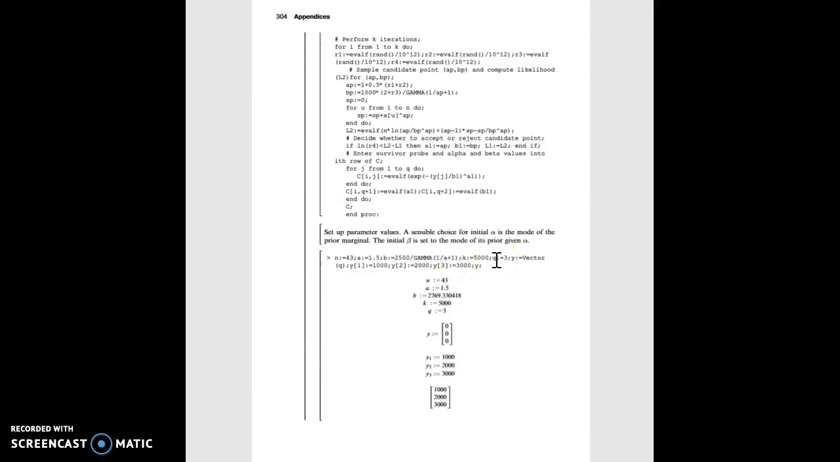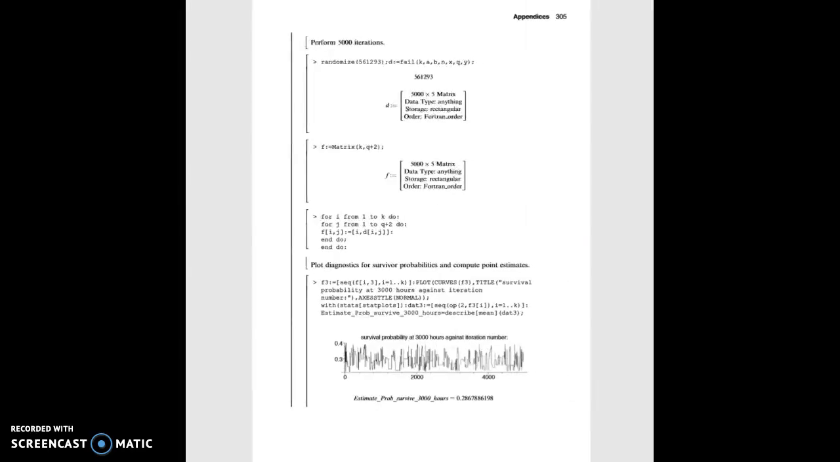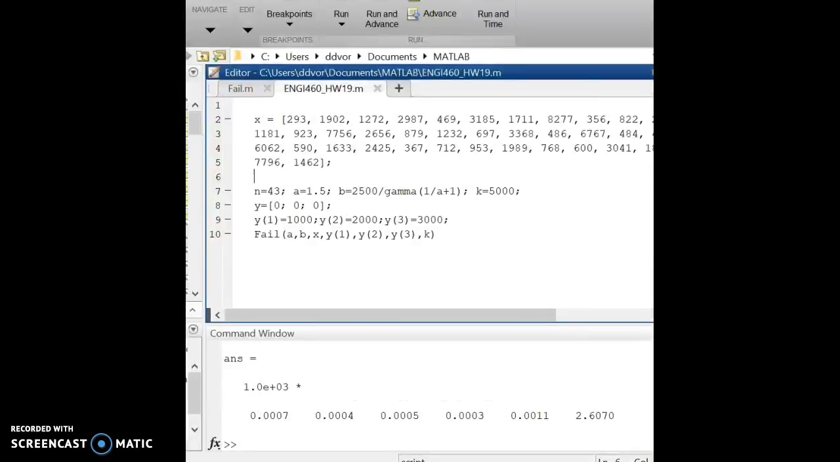Y is a vector of 3, and that is the test points that we want to try. We want to figure out the probability for those points. They perform those 5,000 iterations, go through, and for their version, they pop out a bunch of graphs. We're going to switch over to MATLAB really quick.